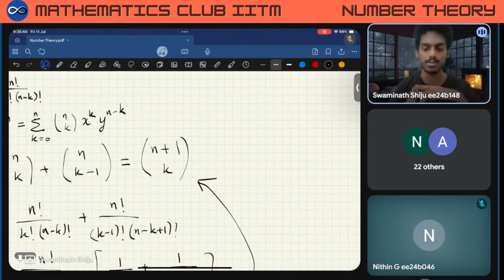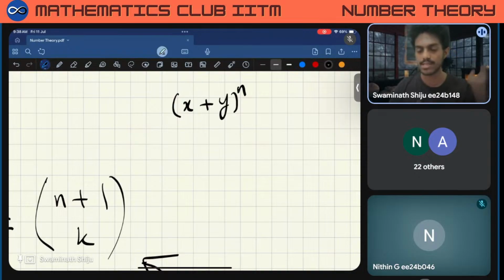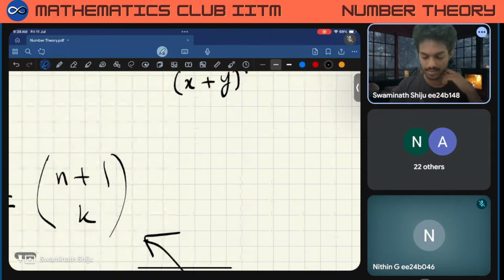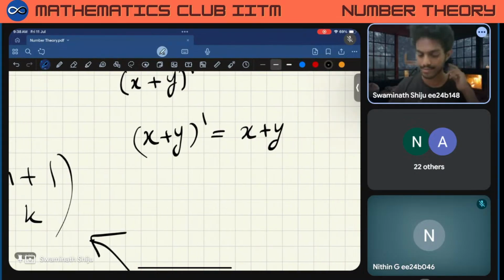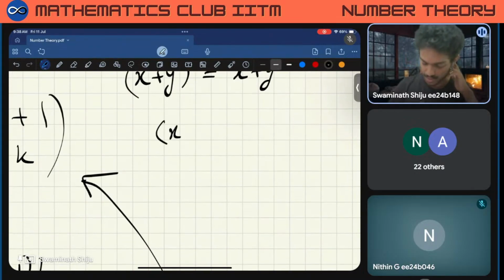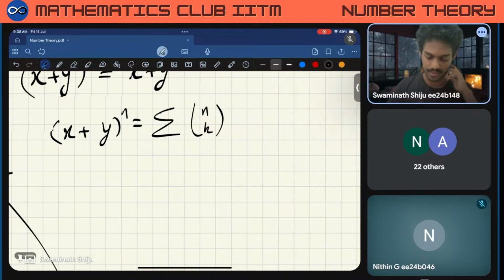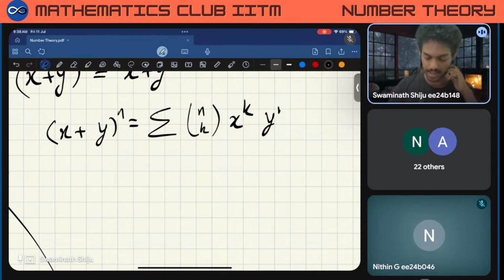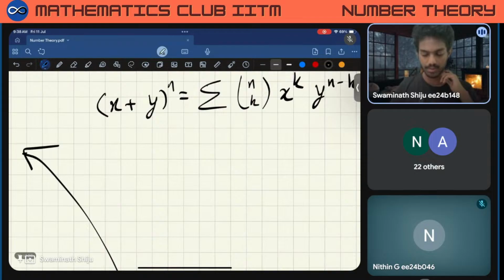Now I'm going to sneak one more in here. We're going to prove the binomial theorem using induction. That seems easy. So (x plus y) to the power 1 is equal to x plus y. Now we assume (x plus y) to the power n is equal to the sum of nCk x to the power k y to the power n minus k. We want to prove it for the next one, so we multiply by x plus y on both sides.